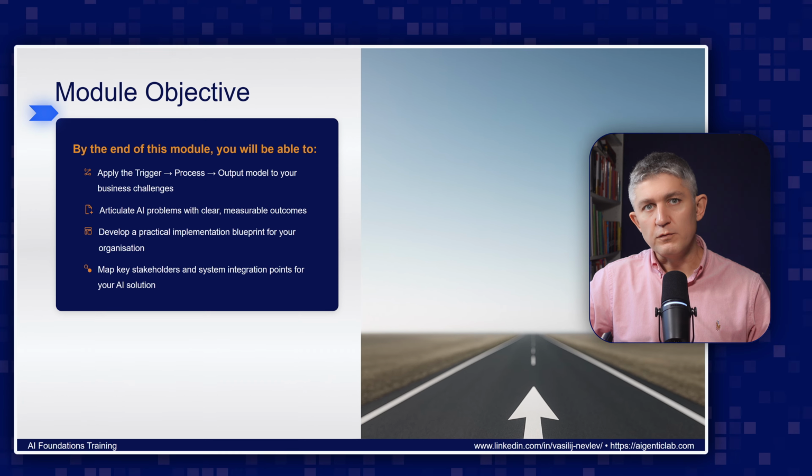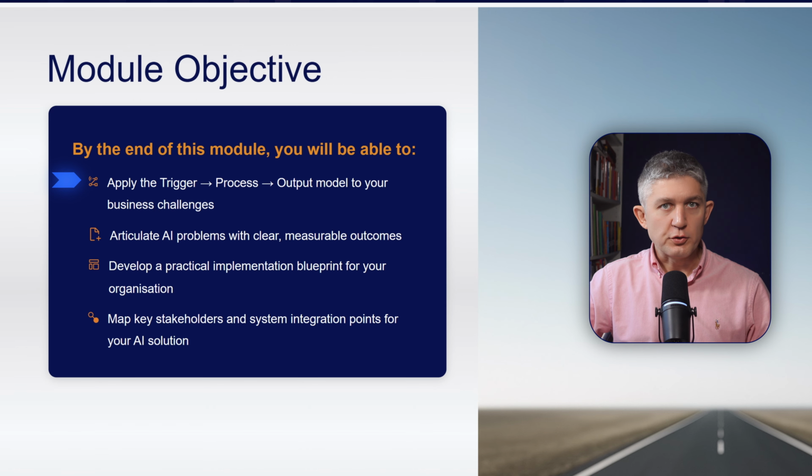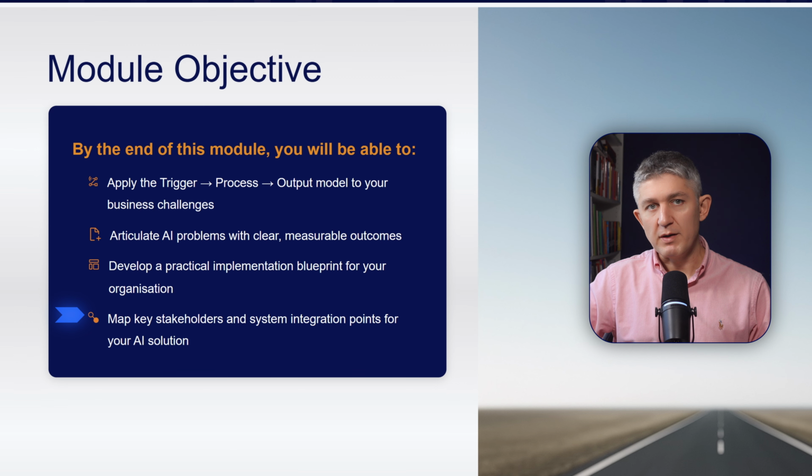Now let's get started. By the end of this module, you will be able to do 4 things. You'll learn how to apply the trigger process output model to real business challenges. You'll know how to articulate an AI problem with clear measurable outcomes. You'll develop a practical implementation blueprint for your organization, and you will map the right stakeholders and integration points so delivery is smooth. That's our roadmap for this session.